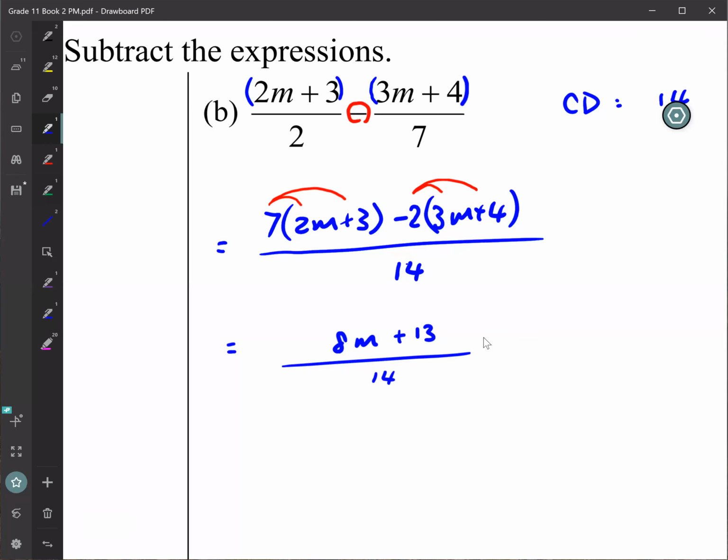So expand. Remember the subtraction. The -2 will change the 4 into -8. So it becomes subtract 8 instead of +8. So just be careful when there's a subtraction. This one has no restriction, right? Denominator has no variables. Okay.